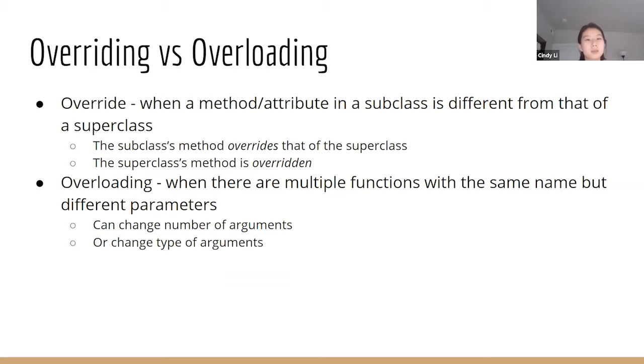The superclass's method is overridden. Now this is overridden in the subclass. It is not overridden in the superclass. Does that make sense? Does that vocabulary so far make sense? Okay.